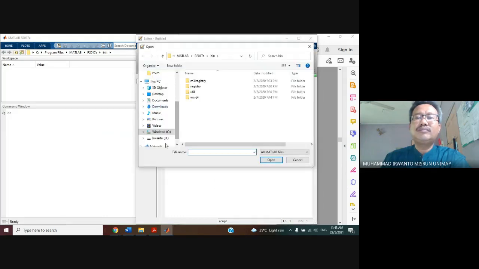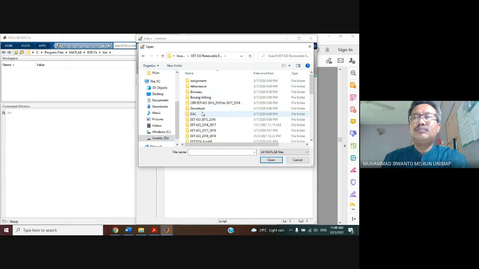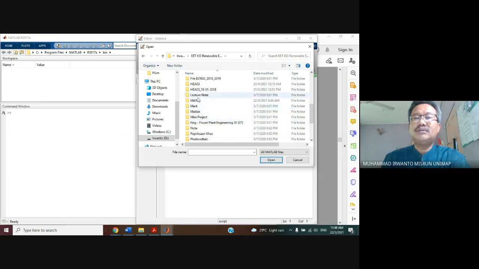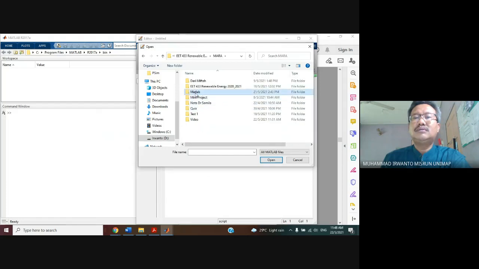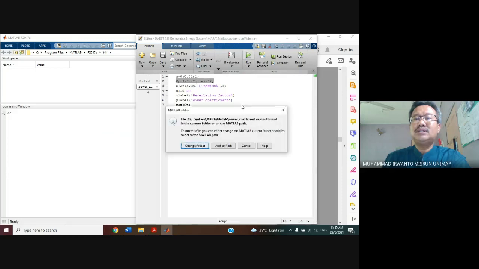The simulation for the power coefficient, because we want to know the value of the perturbation and the value of the power coefficient. Now this one, it is A. I plot here from 0 to 1 with resolution 0.01. And then this one is the formulation of power coefficient: Cp equals 4 multiplied by A multiplied by (1 minus A) to the power 2. So we can see the graph.